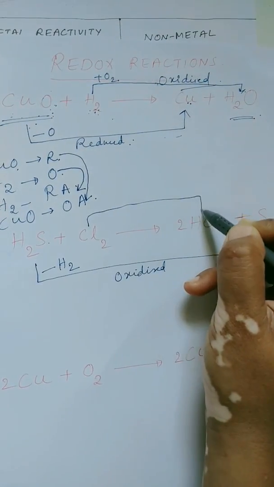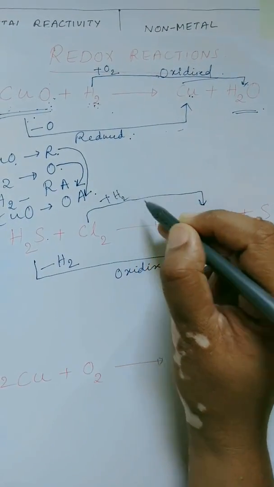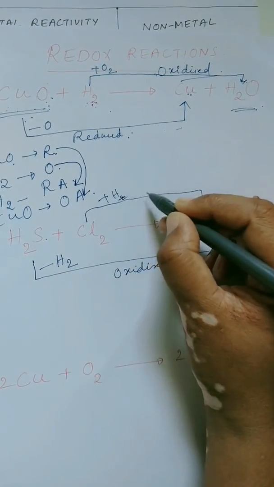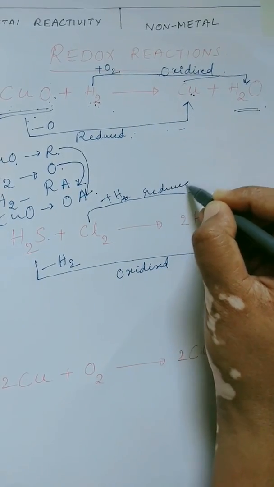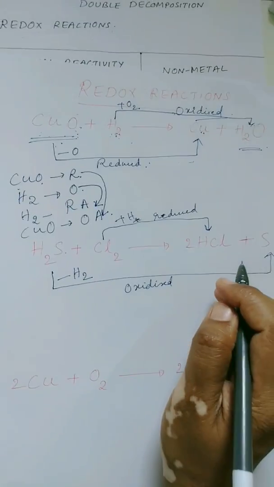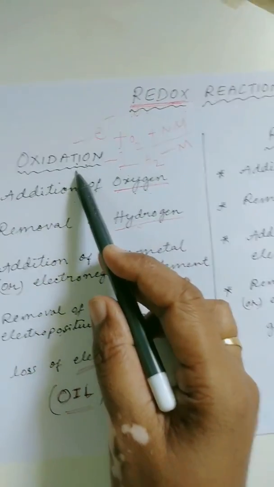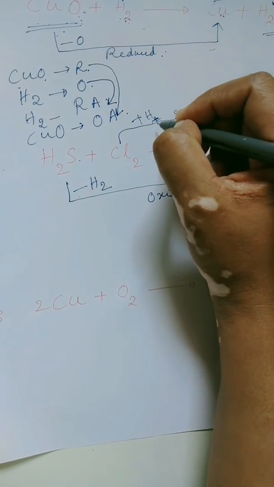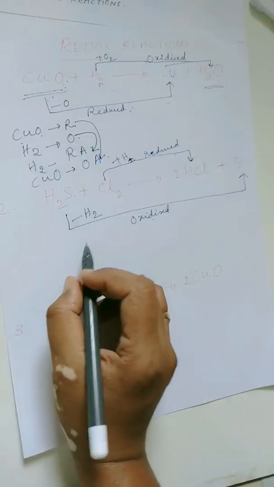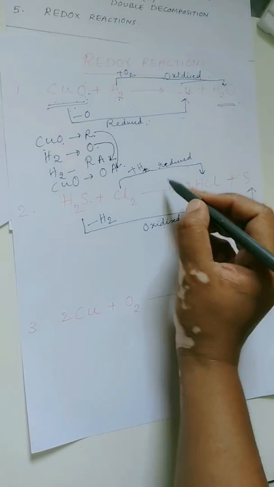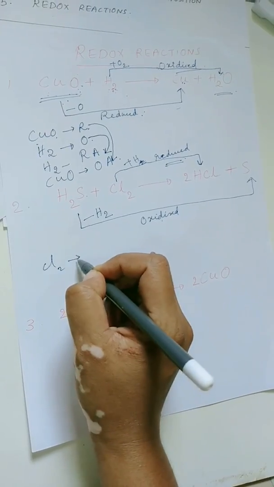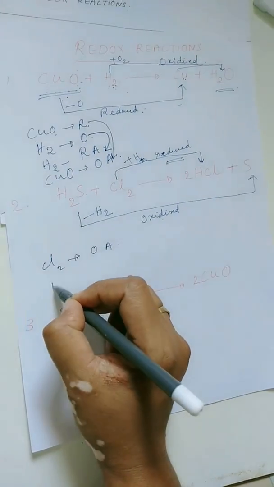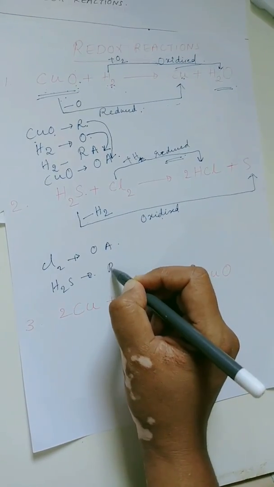Whereas chlorine, what is happening to chlorine? Hydrogen is getting added. So we can say that this chlorine is getting reduced. Understood, children? Removal of hydrogen is oxidation and addition of hydrogen is reduction. Removal of hydrogen, oxidized; addition of hydrogen, reduced, right? So can you guess which one is an oxidizing agent now? The substance which is getting reduced. So Cl2 is the oxidizing agent and H2S is the reducing agent.